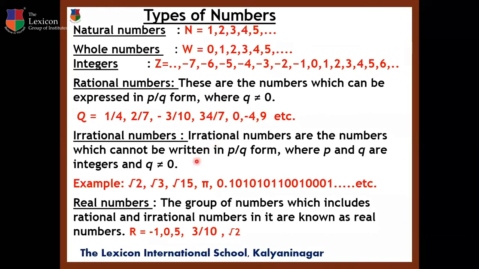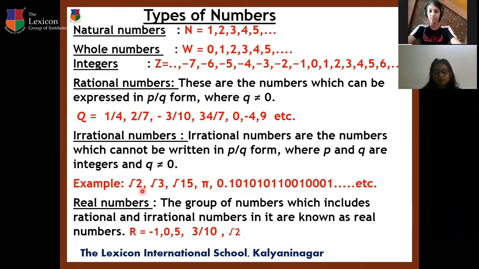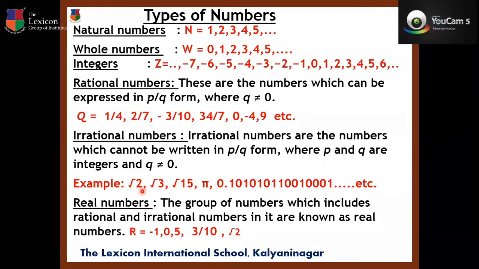Last year I explained that in this way: root 2, root 3, root 15, otherwise square root of the numbers which are non-perfect squares. The square root of the perfect squares are whole numbers. You will get that whole numbers, and integers also. Suppose root 2. We don't know the exact value of root 2, but you know that by the division method we can calculate that. Is it? You have learned last year how to calculate the square root of 2 by the division method.